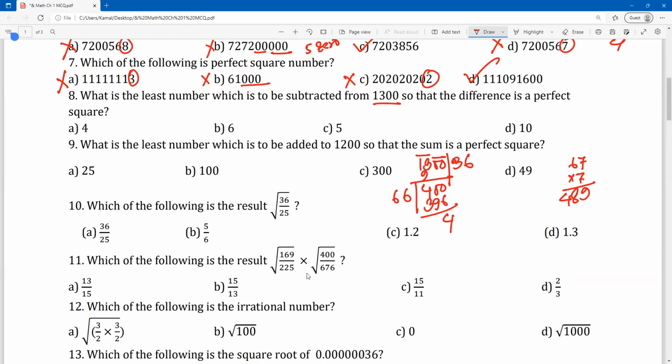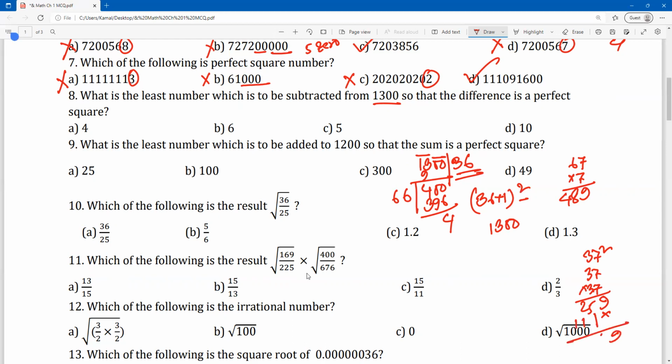So now our question's requirement is, what is the least number which is to be added? For the addition rule, the second step is 36 plus 1, whole square, minus the given number 1, 3, 0, 0. So now 37 square minus the given number. 37 square is 37 multiply 37. 7, 7 is 49, 9, carry 4. 7, 3 is 21, 21 plus 4, 25, and then multiply 3, 7 is 21, 1, carry 2, 3, 3 is 9, 9 plus 2, 11.